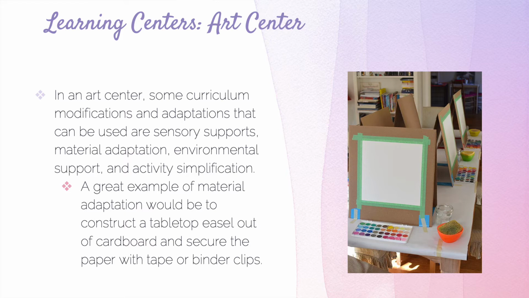So for an arts center, there are many curriculum modifications and adaptations that can be used, some of which include sensory support, material adaptation, environmental support, and activity simplification. A great example of material adaptation would be to construct a tabletop easel out of cardboard and secure the paper with tape or binder clips, which we can see in the photo to the right.